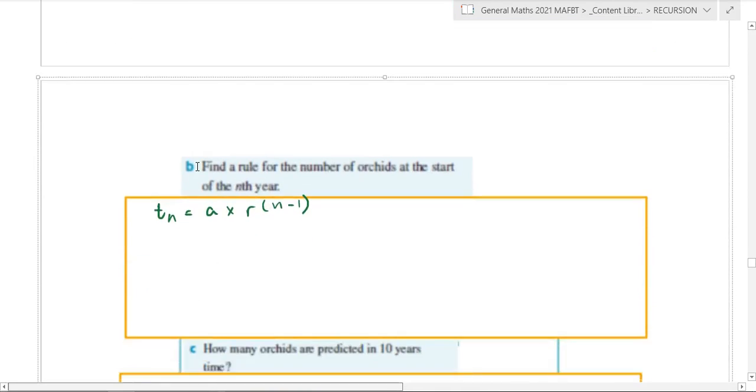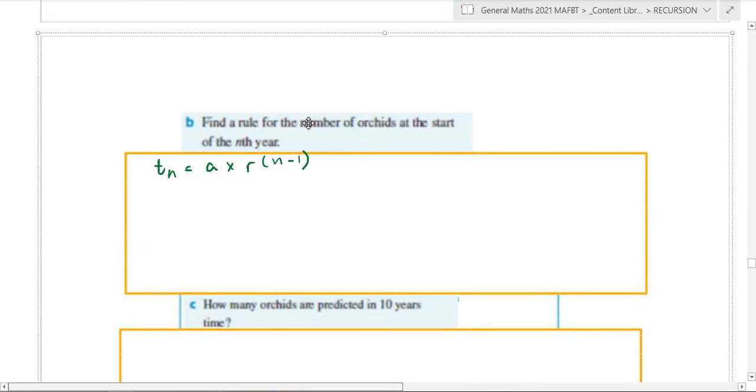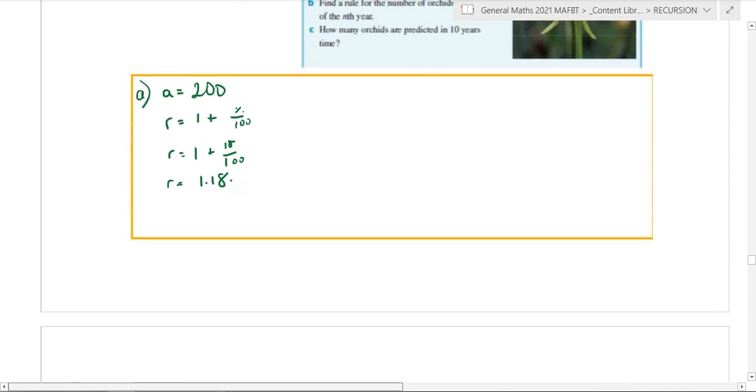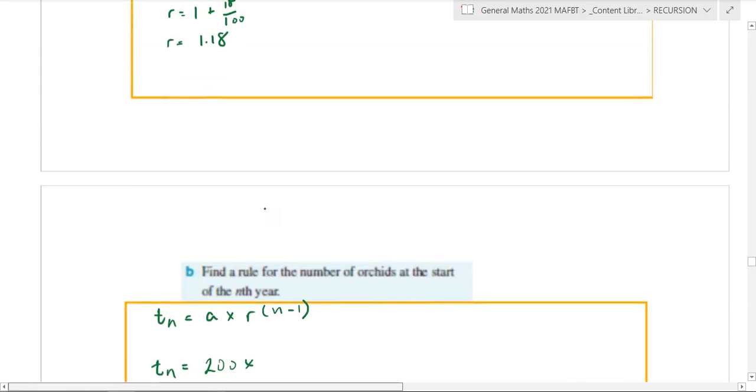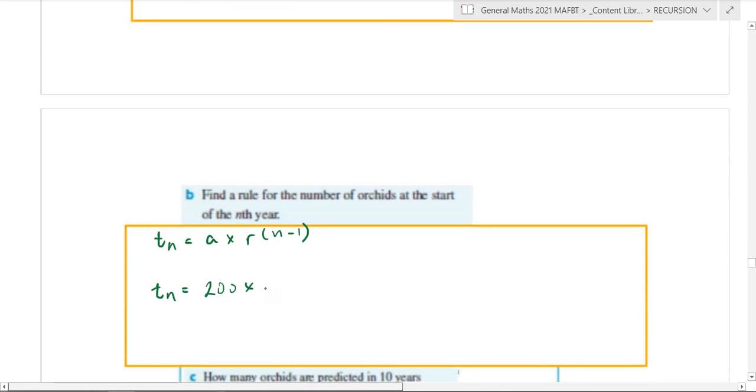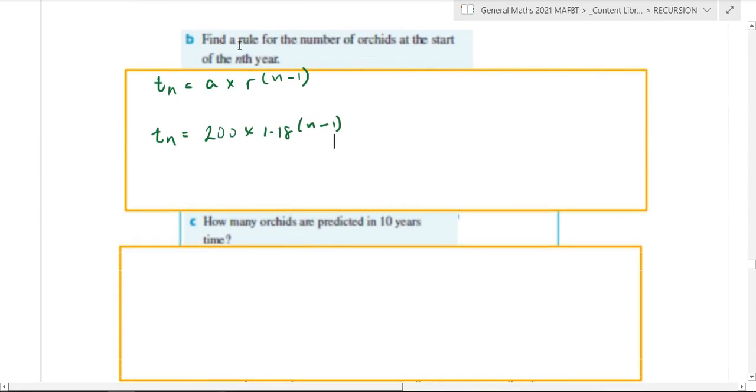So the general rule to find the number of orchids at the start of nth year is going to be Tn equals A, the first term of 200, times R, the common ratio of 1.18, so 1.18 to the power of n minus 1. So if I ask you to find any term at the start of nth year, then we would use this rule.